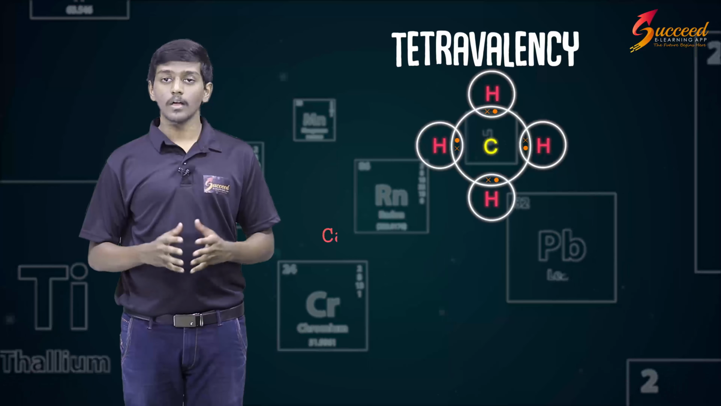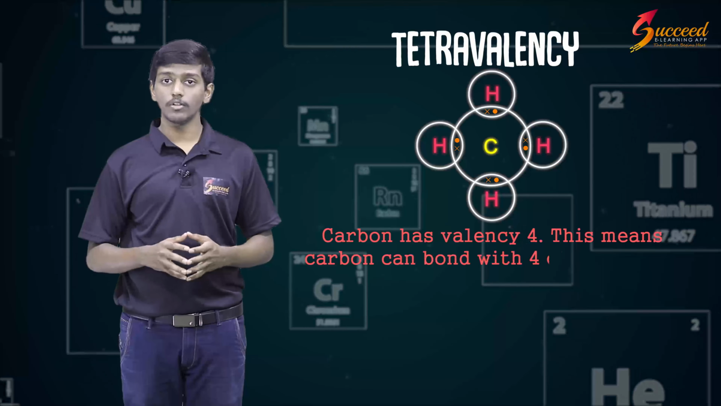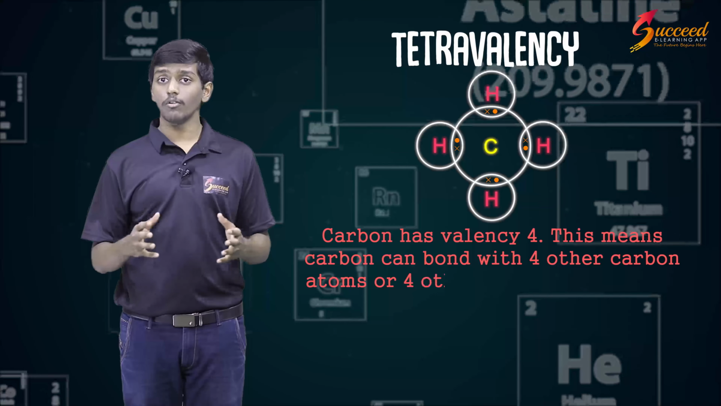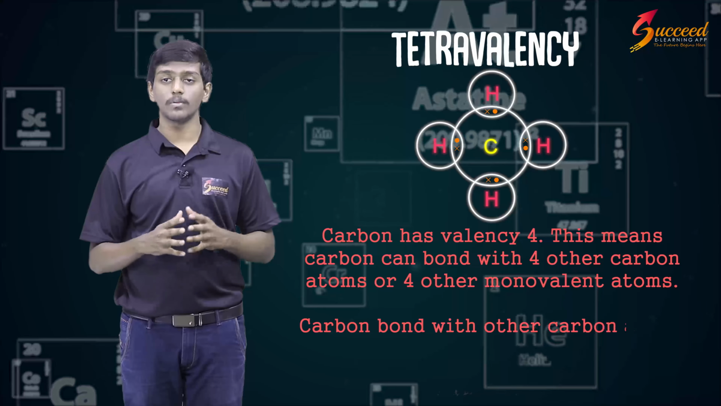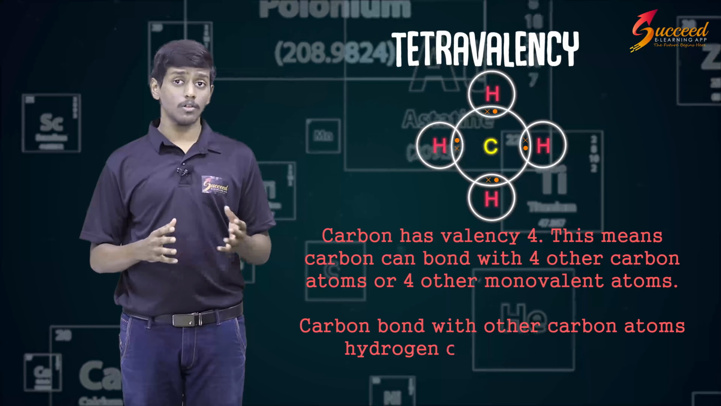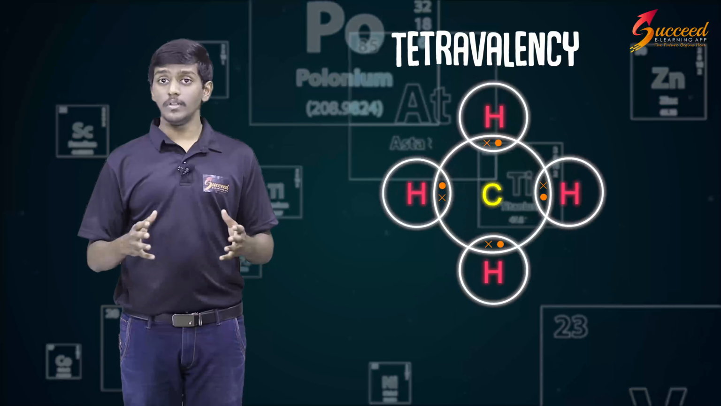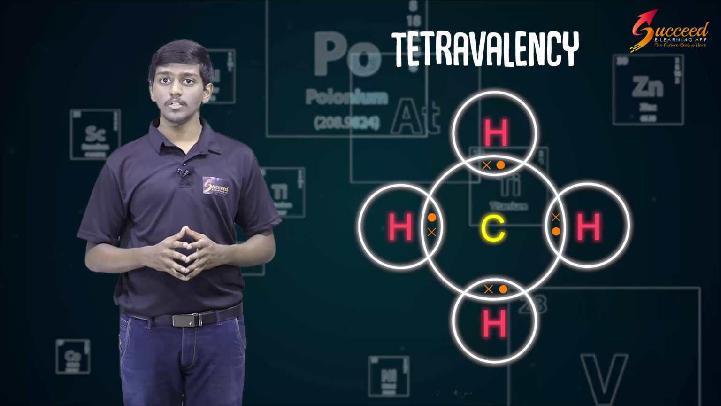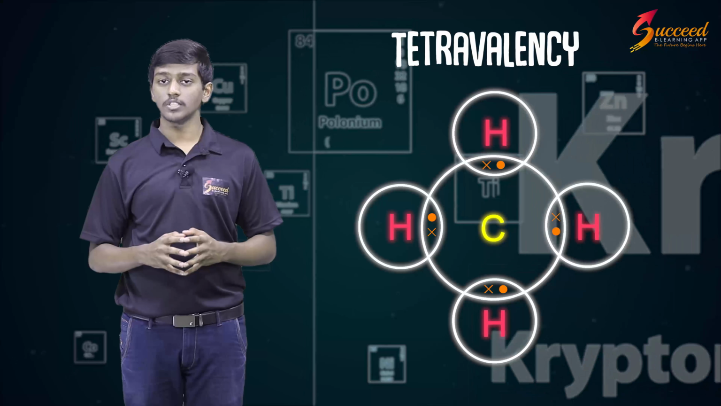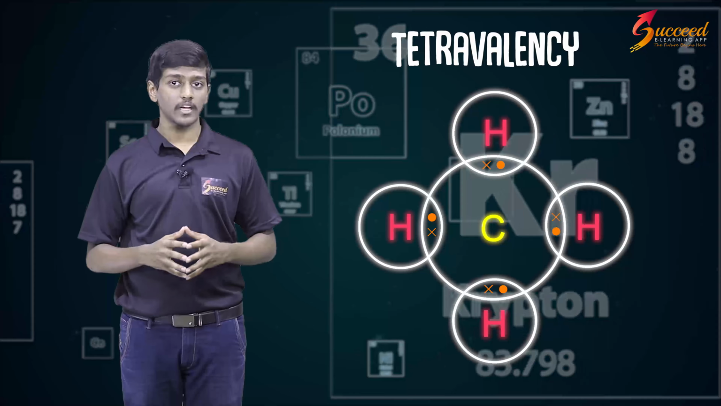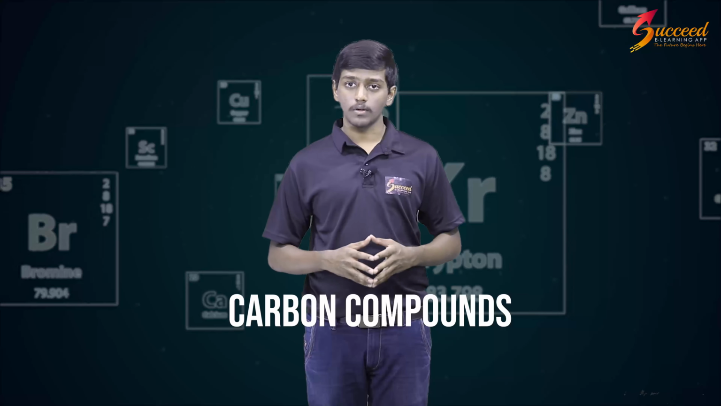Tetravalency. Carbon has valency 4. This means carbon can bond with 4 other carbon atoms or 4 other monovalent atoms. Carbon bonds with other carbon atoms, hydrogen, chlorine and other monovalent elements. These bonds are stronger due to small size of carbon, and thus the nucleus holds the electrons much stronger in small size atoms. Now let us try to classify carbon compounds.